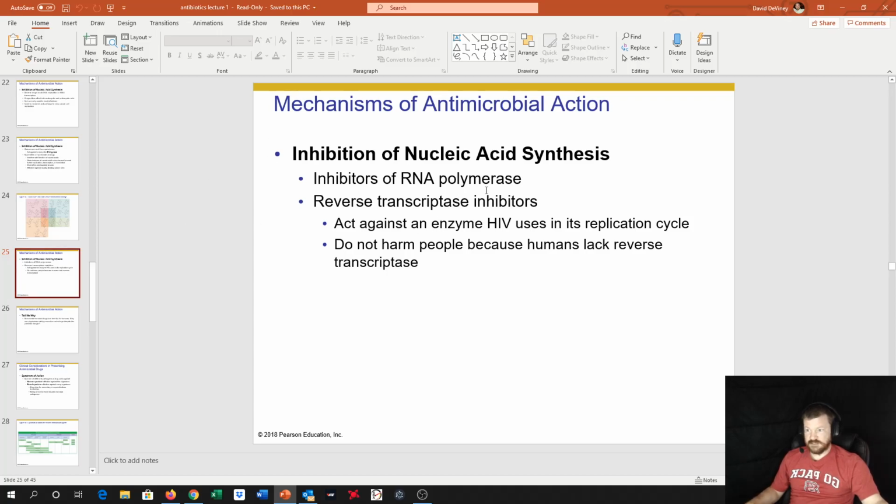Inhibit RNA polymerase, right? So remember, you need RNA polymerase to make a lot of things. Ultimately, you need RNA polymerase to make RNA, so you can make messenger RNA, so that you could make a protein.